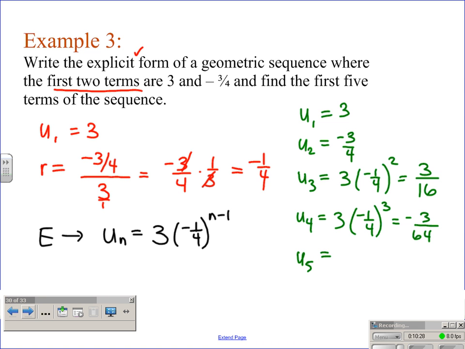So then we have the fifth term is 3 times negative 1/4 raised to the fourth power, and that is going to give us 3 over 256. Okay, and so yeah, you just want to go back, make sure you don't have any mistakes. You've got positive, negative, positive, negative, positive, and that's happening because your common ratio is a negative value. Okay, so that's example 3, and we have a few more here.